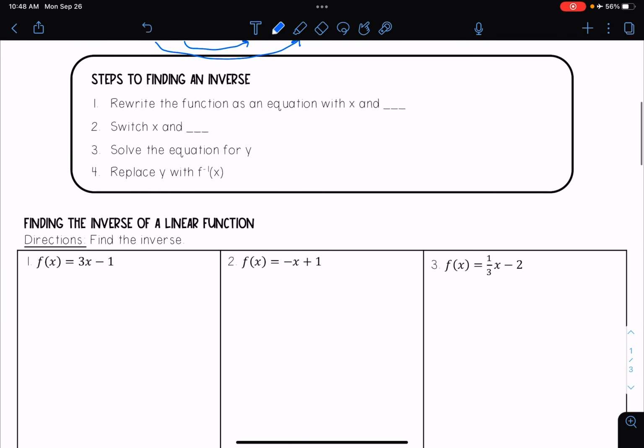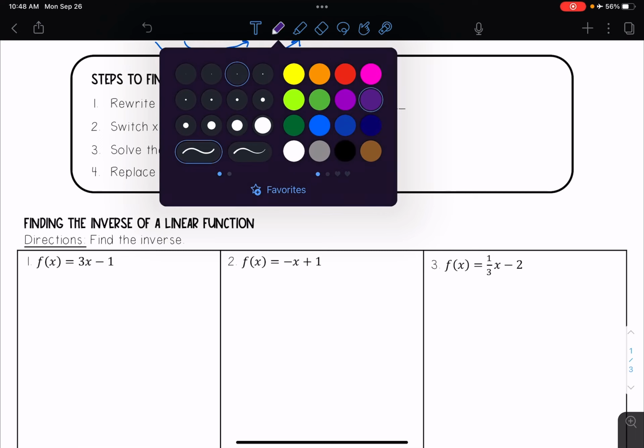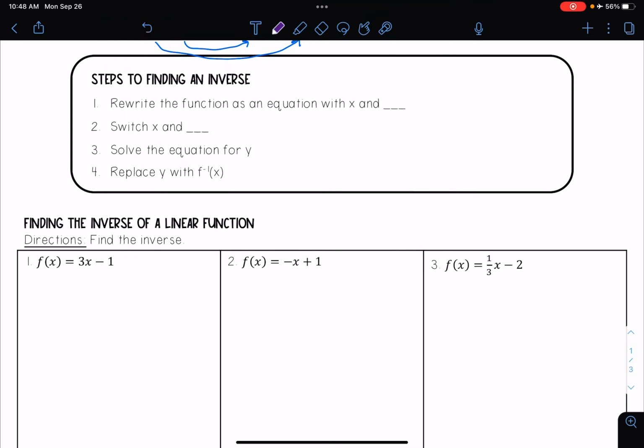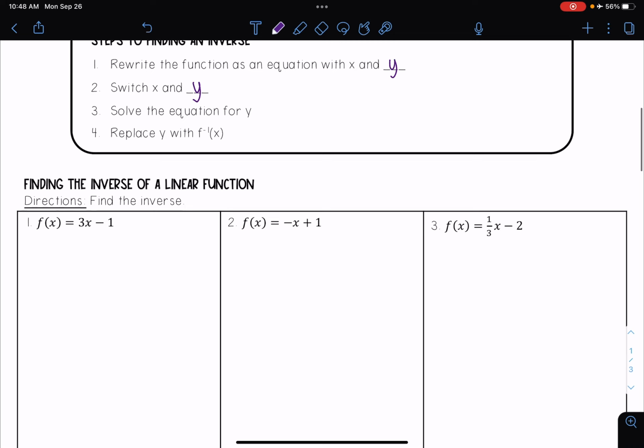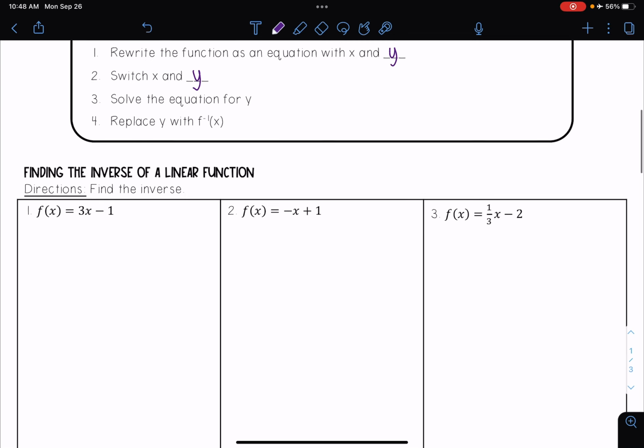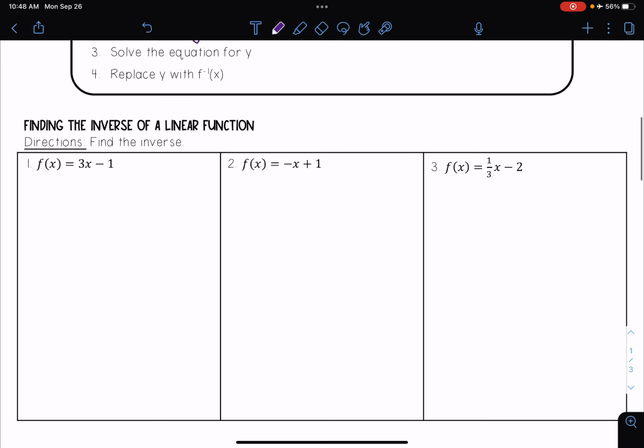And so for this video, we're going to be looking at finding the inverse of a linear function, and there's going to be 4 basic steps that we're going to do. First, we're going to rewrite the function as an equation with x and y. Second, we're going to switch x and y. Then we're going to solve the equation for y and replace y with the inverse f of x. F inverse of x, another way you can say that. So let's look at some examples.